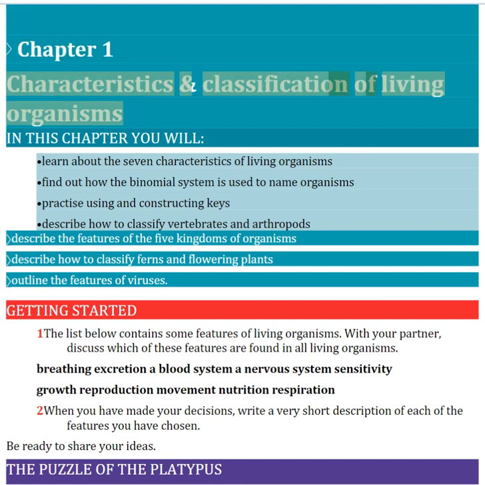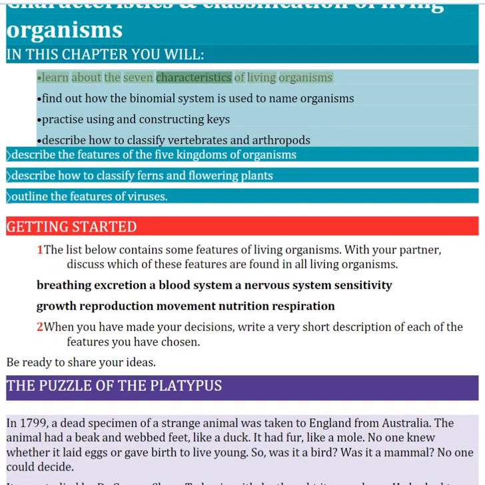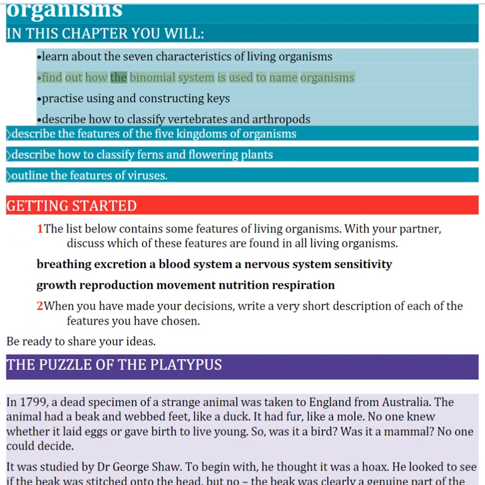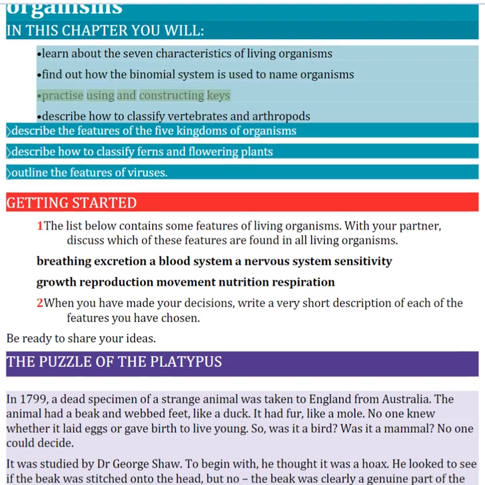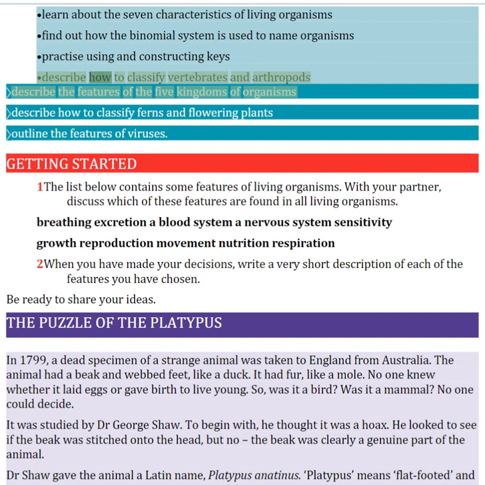Characteristics and classification of living organisms. In this chapter you will learn about the 7 characteristics of living organisms. Find out how the binomial system is used to name organisms. Practice using and constructing keys.